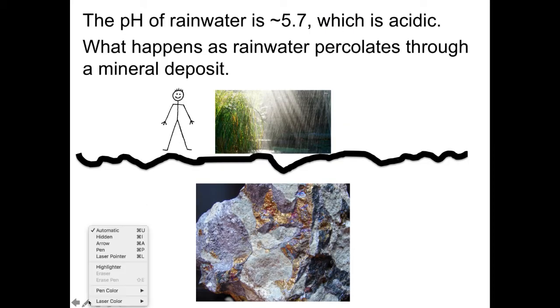So now we've got an example here where imagine rainwater, which has a pH of about 5.7. Rainwater is not neutral. It has a slightly acidic pH because of the dissolved gases in Earth's atmosphere. What happens is that rainwater percolates through a mineral deposit. Well, as I said, it's going to chemically react with all of the minerals in this rock, and it will leach some of the metals and move them away from the ore body. And in some cases, it can move them away from the ore body and actually return them to the surface if that water becomes part of the groundwater system that intersects streams.